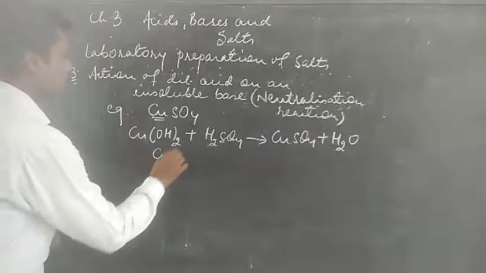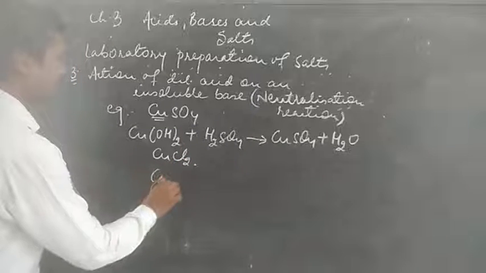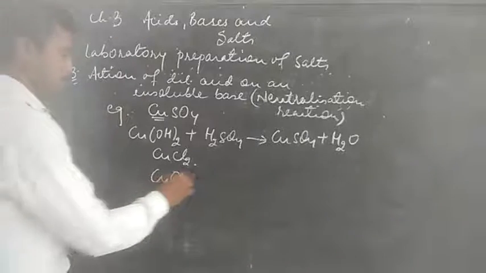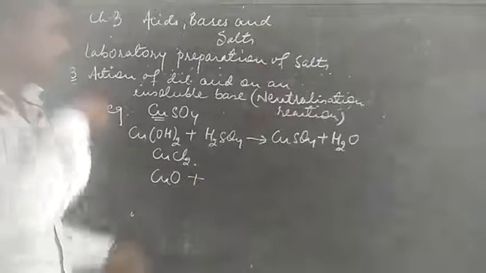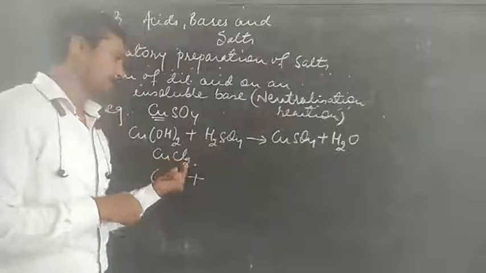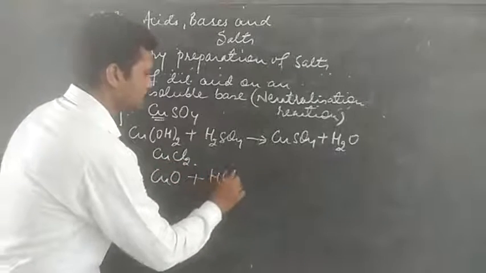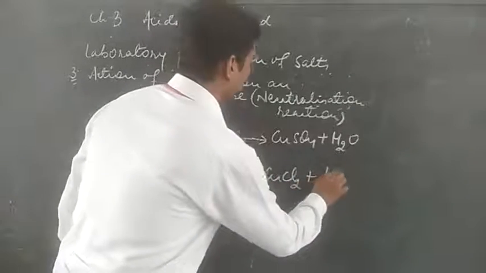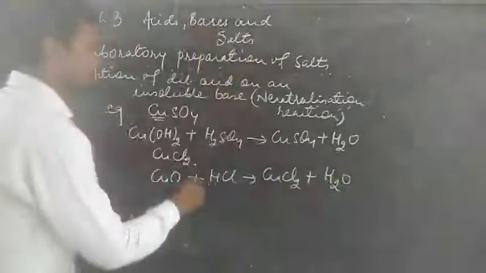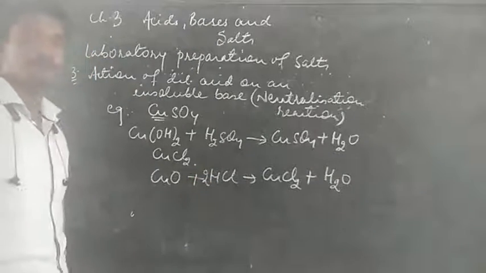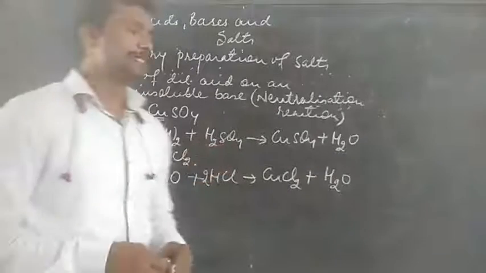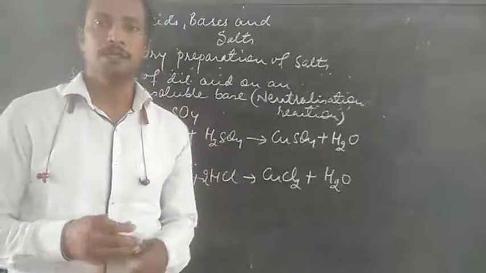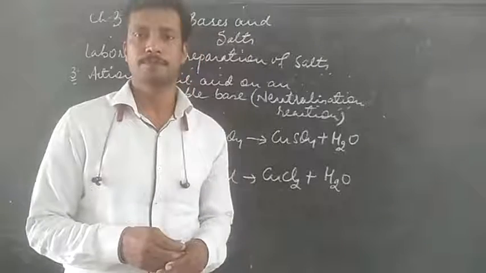If there is copper chloride, we may write copper hydroxide, or we can take copper oxide this time, and the acid to be taken should contain chloride ion. So we can take hydrochloric acid, and the reaction gives copper chloride plus water, H2O. So these are the different methods. We have two more methods to prepare the salts that we are going to discuss in the next class. Thank you.